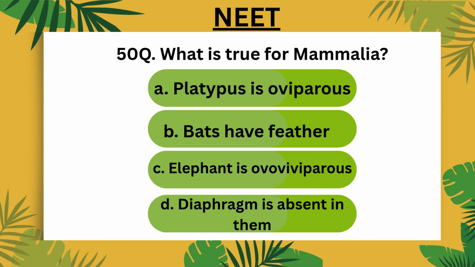Fiftieth question. What is true for mammalia? A. Platypus is oviparous. B. Bats have feathers. C. Elephant is ovoviviparous. D. Diaphragm is absent in them.